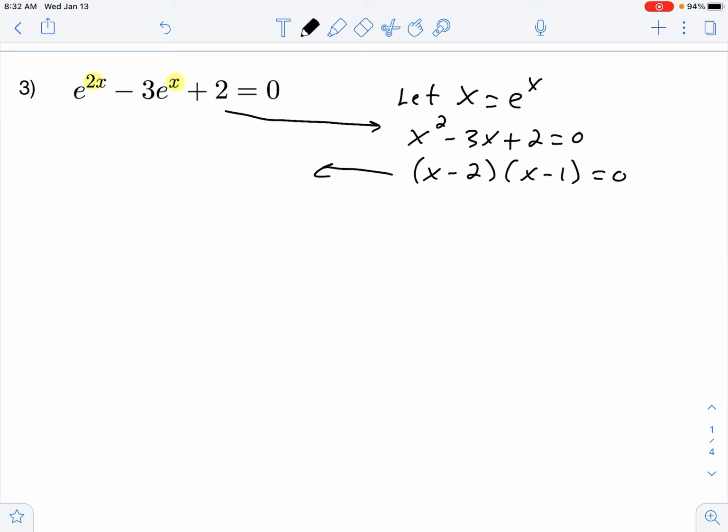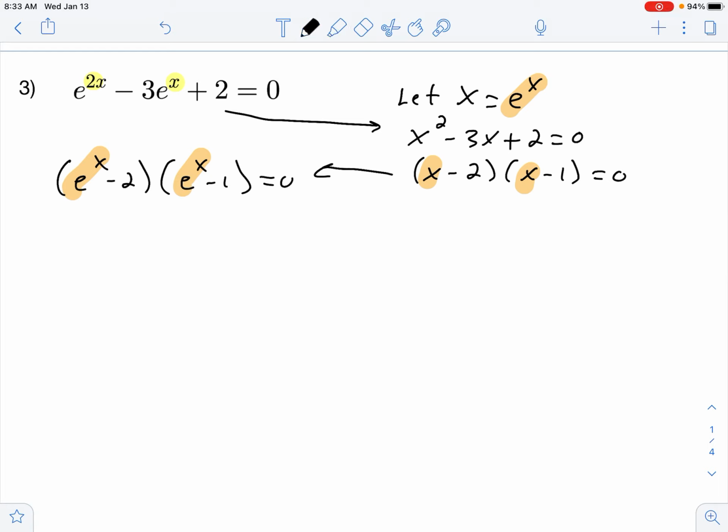Then I'm just going to go ahead and put back that substitution. So then this would give me e to the x minus 2 times e to the x minus 1 is equal to 0. So all I did was substitute back in the x for e to the x.